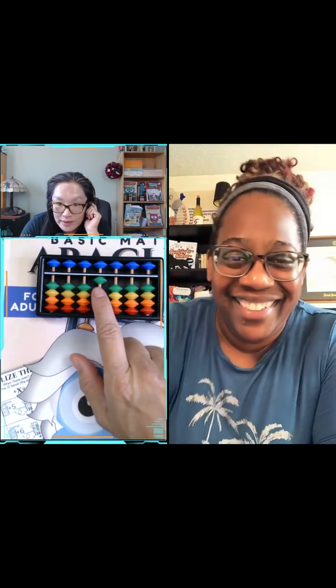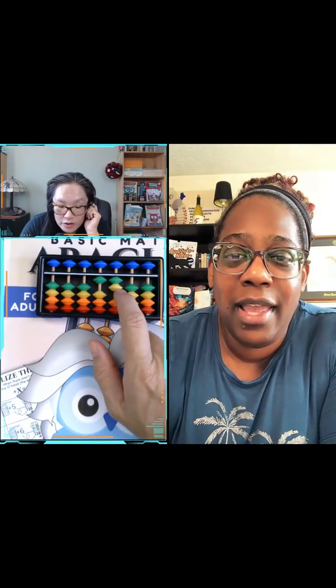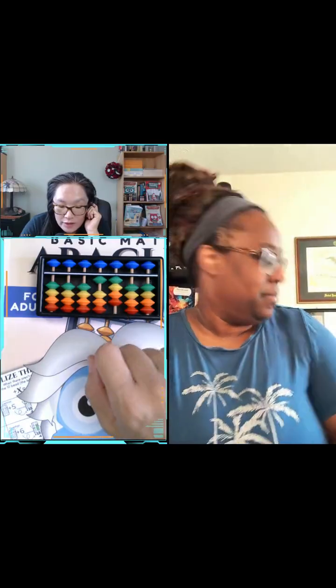Every number is represented on every place value. So we have 10 would be like that. That's what 10 is. So 10 and then 11, 12, and then 13, and then 14. There you go. So that's just a little bit.